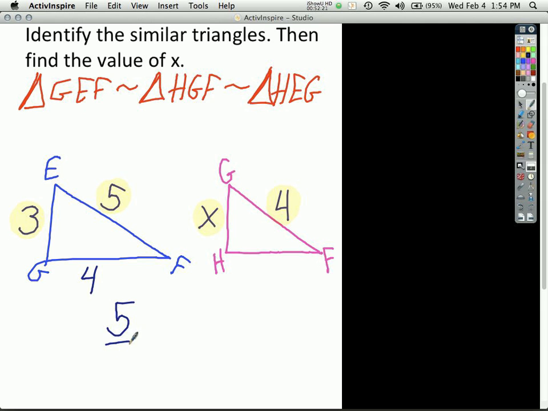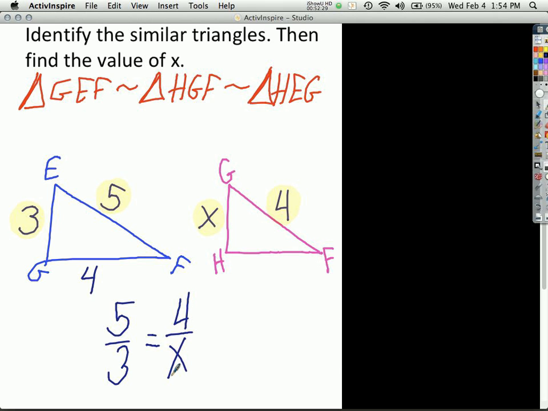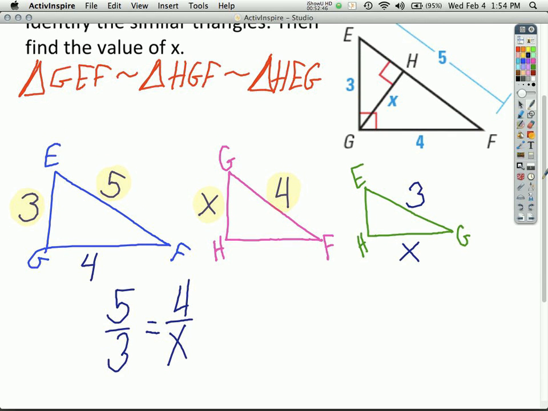You could do 5 to 3 is going to equal 4 to x. Excuse me, that's not an x. Or you could do 5 to 4 is equal to 3 to x. Or you could do x to 3 is equal to 4 to 5. You can set up the proportion a whole bunch of different ways, but no matter what, it's going to come out to the same value. So go ahead and solve the proportion. It should take you 5 seconds or so.